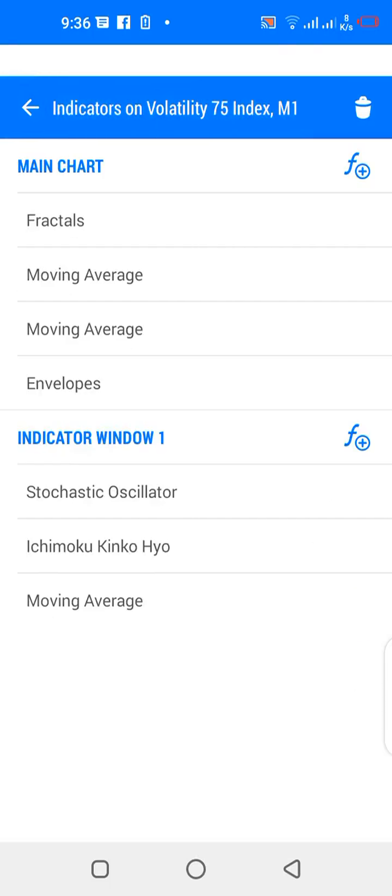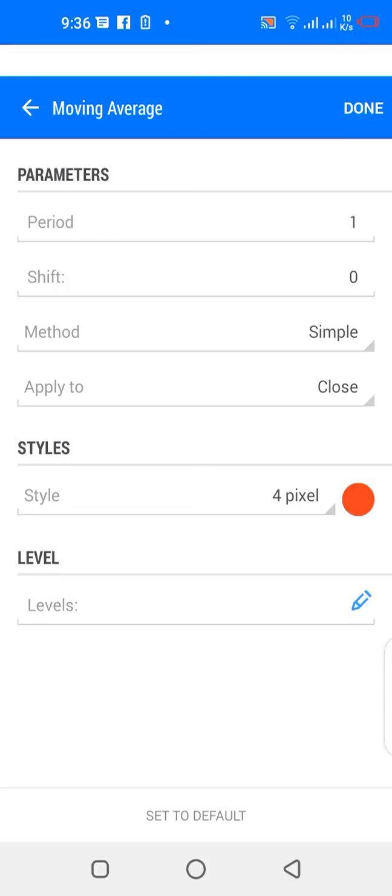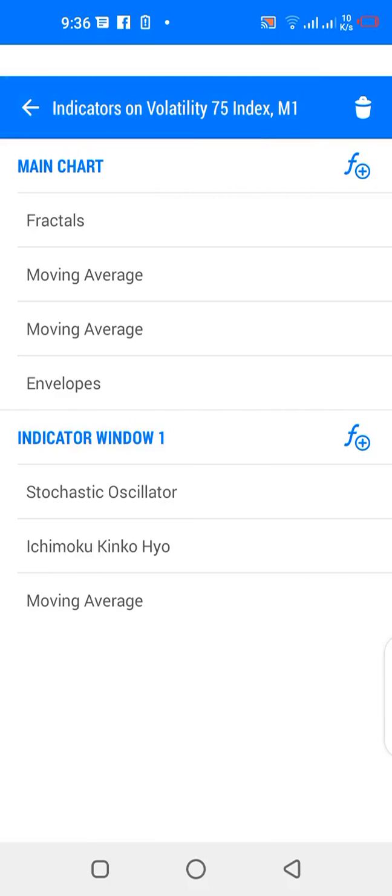Then the last indicator on indicator window 1, we have a moving average. The period is 1, shift is 0. Method is simple, apply to close, and the color is red.